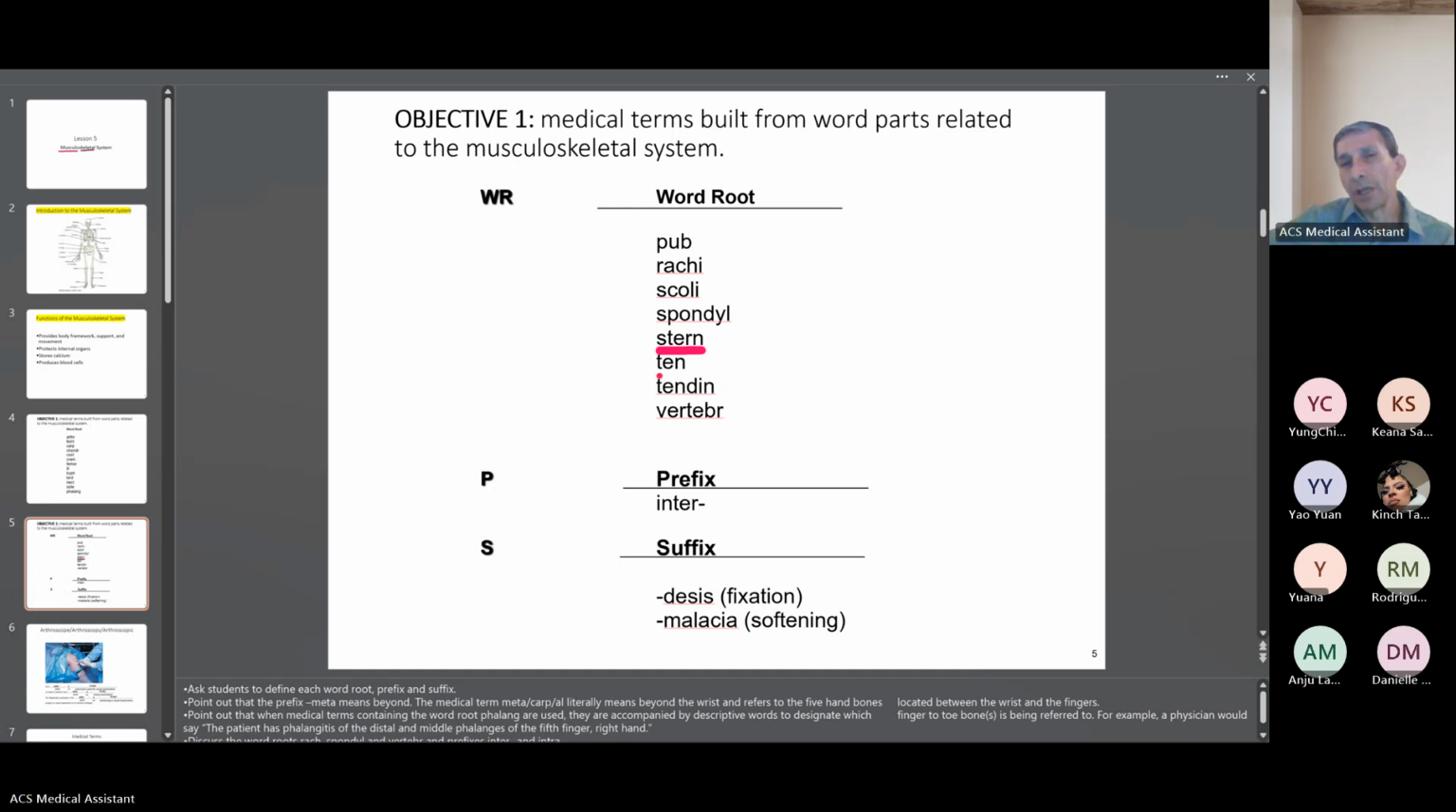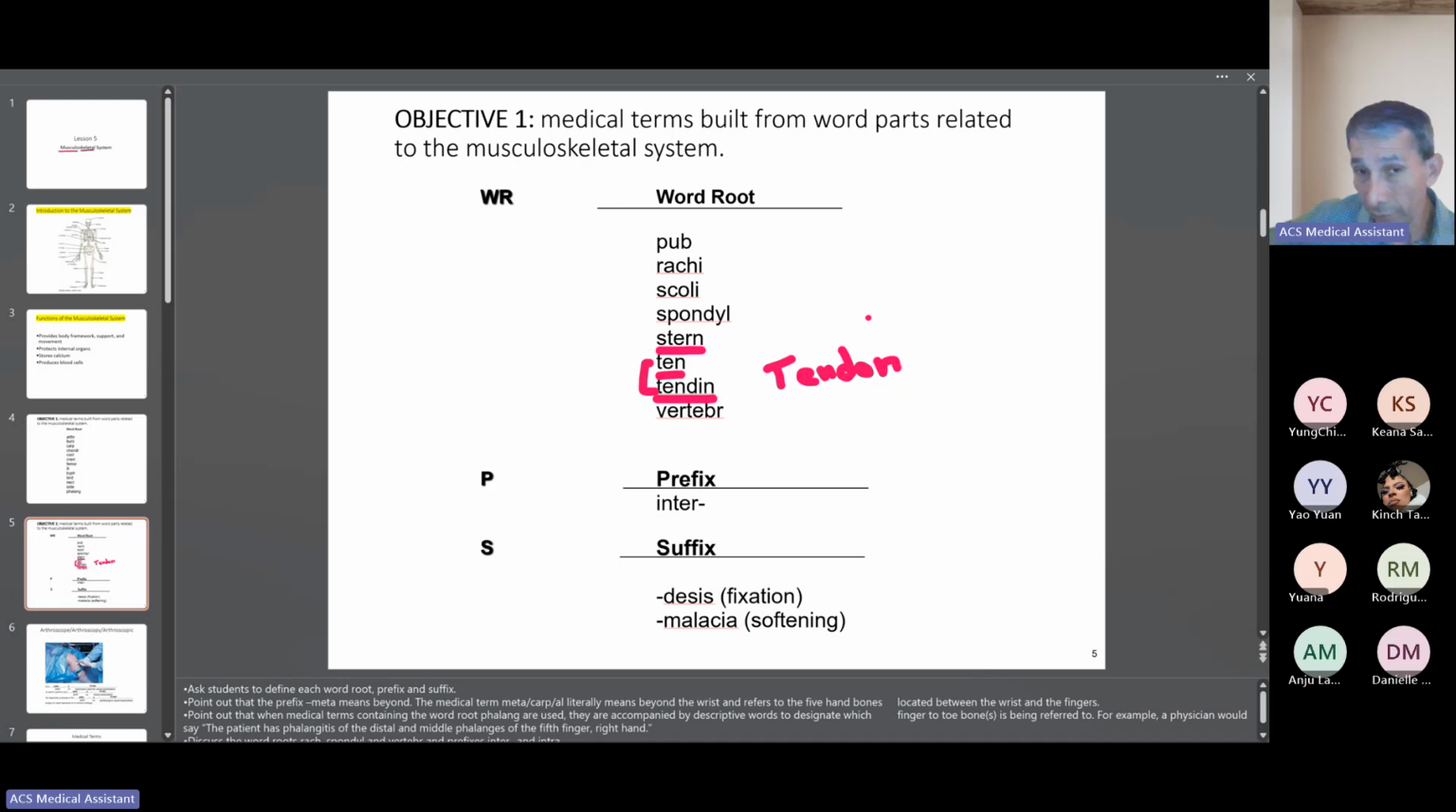Ten has nothing to do with number 10, of course not. This has to do with tendons. Ten, and tendon, is talking about tendons. The tendons are these structures that connect muscle to bones.